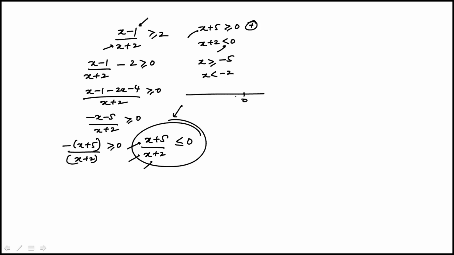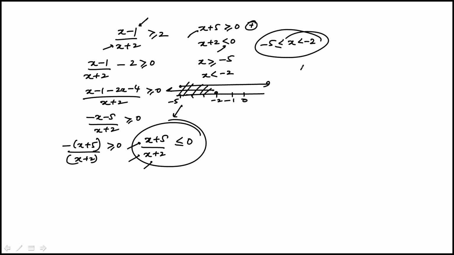So if we're looking on the number line, I always do that just to make sure. X is less than minus 2 would be here. And then minus 3, minus 4, minus 5 is here, greater here. So we're looking at the overlap. And so the solution is x is greater than or equal to minus 5 and less than minus 2. And that's actually answer choice A.